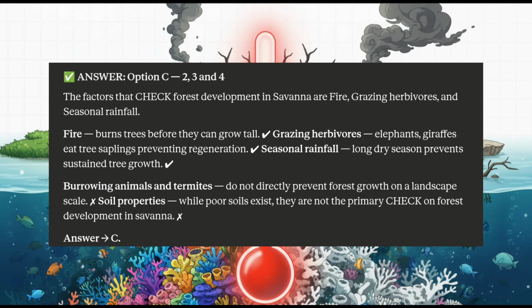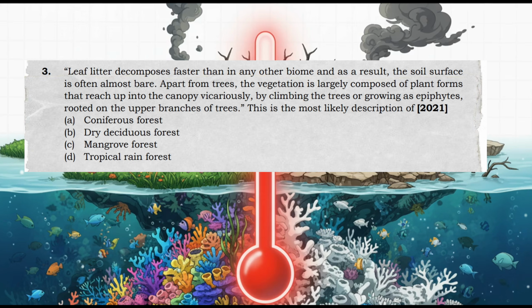Burrowing animals and termites do not directly prevent forest growth on a landscape scale. Soil properties: while poor soils exist, they are not the primary check on forest development in savanna. Answer C. Q3, UPSC Prelims 2021. Leaf litter decomposes faster than in any other biome, and as a result, the soil surface is often almost bare. Apart from trees, the vegetation is largely composed of plant forms that reach up into the canopy vicariously by climbing the trees or growing as epiphytes, rooted on the upper branches of trees.